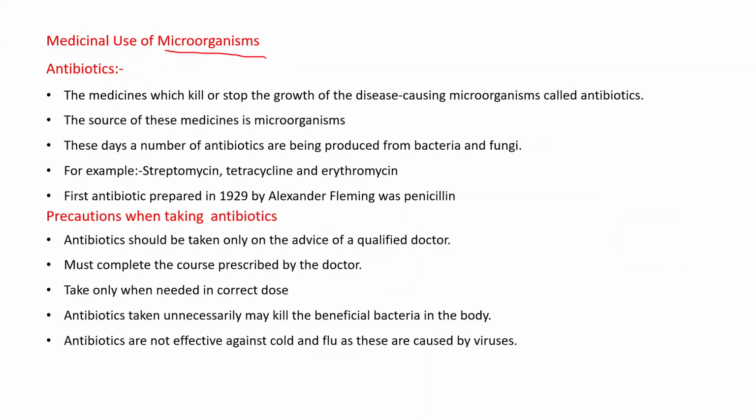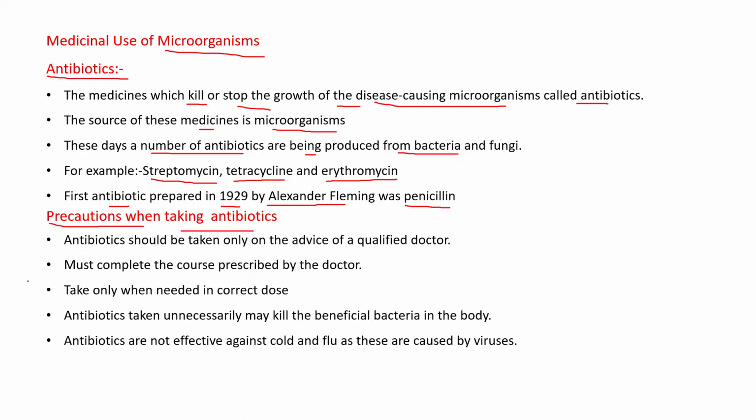Medicinal use of microorganisms, antibiotics. The medicines which kill or stop the growth of the disease-causing microorganisms are called antibiotics. The source of these medicines is microorganisms. These days, a number of antibiotics are being produced from bacteria and fungi. For example, streptomycin, tetracycline, and erythromycin. The first antibiotic was prepared in 1929 by Alexander Fleming, and it was penicillin. Clear? But dear student, when you take the antibiotics, you have to take care of some precautions.